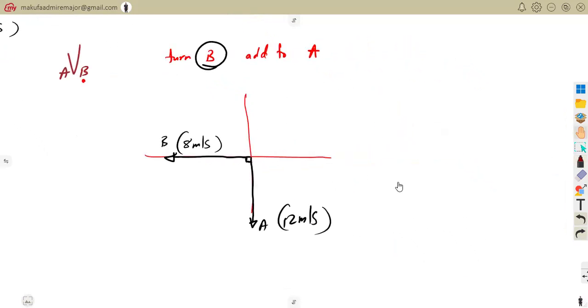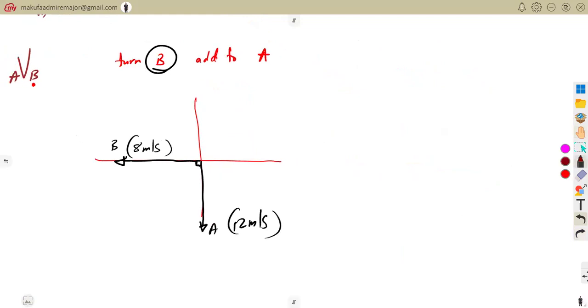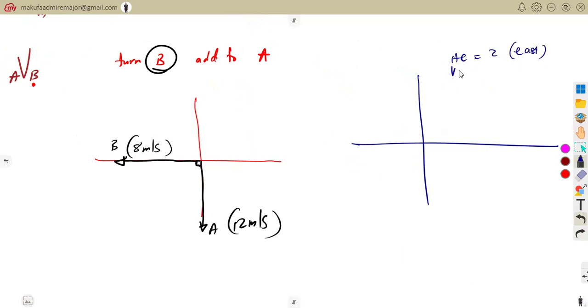I want you to have this from your N3. Let's say you are using components. You calculate your components. You have a horizontal component, it is 2, which is to the east. Then you have your vertical component, it is 3, which is to the north. These two are in the first quadrant.